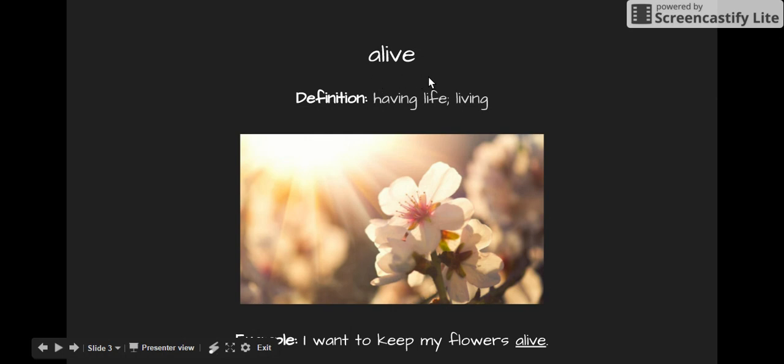The next word is alive. I have a magic E on the end, so I know my I is going to say its name here. If something is alive, it is having life or it is living. Okay, these are just two definitions meaning the same thing. That's why it's got a little semicolon in here. My example says, I want to keep my flowers alive. Okay, usually if you have a plant or anything that's living, you usually want to keep it alive.